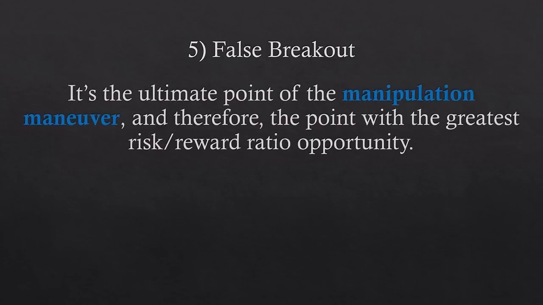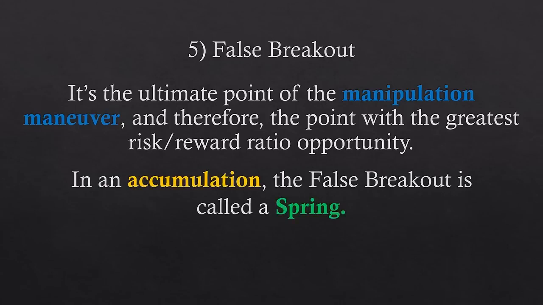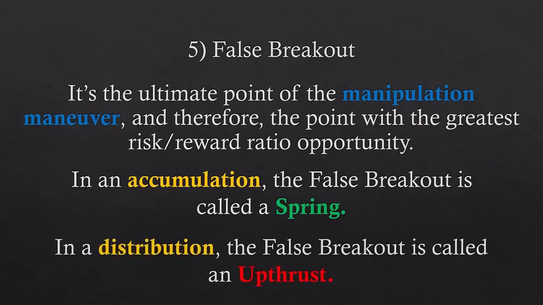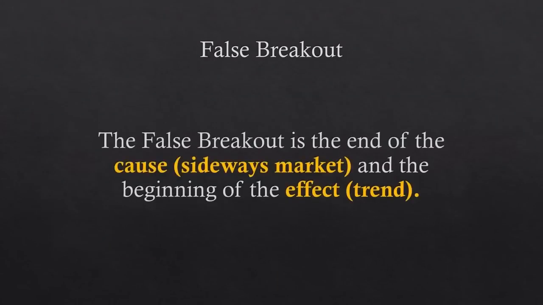The false breakout is considered to be the most important event of all since it represents the best trading opportunity with the greatest risk-reward ratio in the Wyckoff method. It represents the ultimate point of the manipulation maneuver. In the case of an accumulation, the false breakout is called spring, and in the case of a distribution, the false breakout is called upthrust. This event marks the end of the cause and the beginning of the effect.